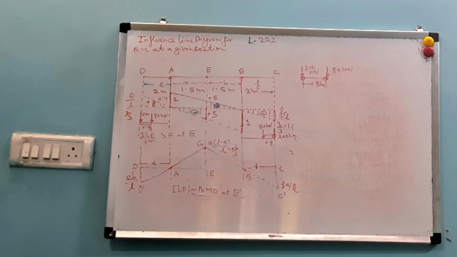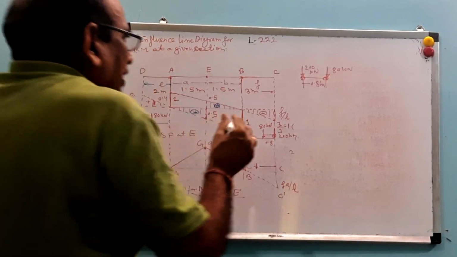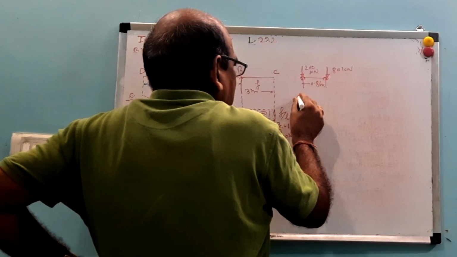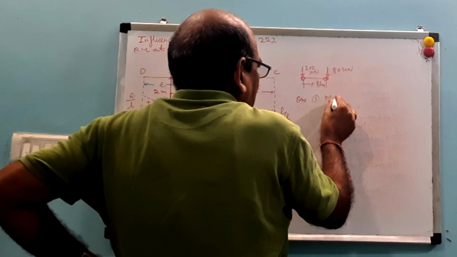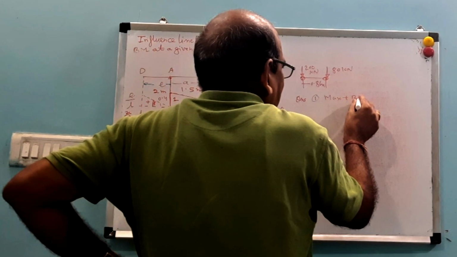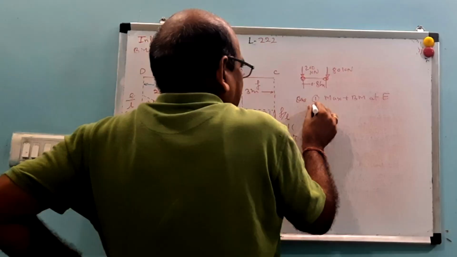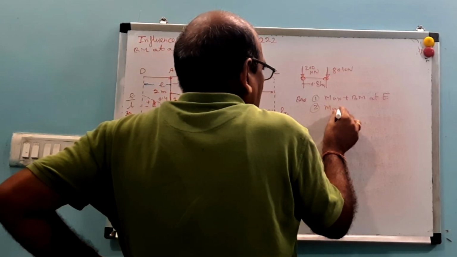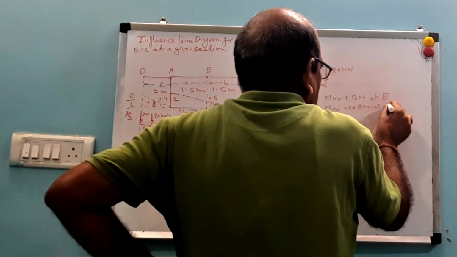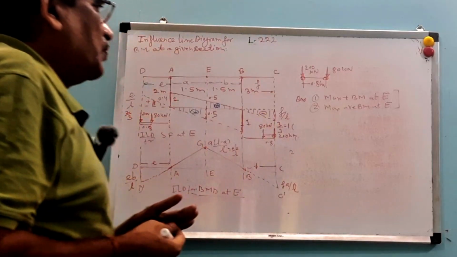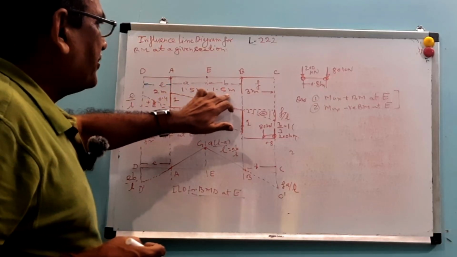Where should we adjust these loads so that we can produce the maximum positive bending moment? Our question is to find maximum positive BM at E position, and second, maximum negative BM at E position. So suppose your E is 2 meter, 1.5 meter, 1.5 meter and 3 meter.